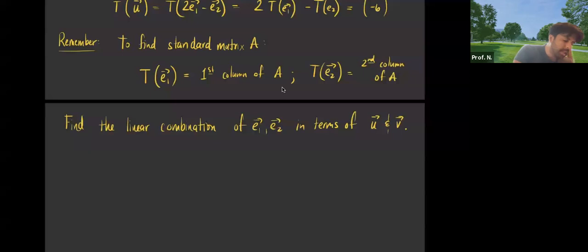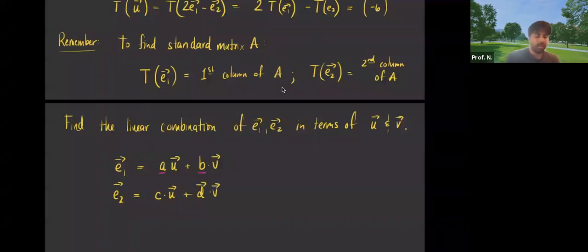So what is E1 as a linear combination of U and V? Do I know what that is? No. So I write it as A of U plus B of V. I'm trying to figure out what A and B are. And then I want to find E2. What is E2 in terms of U and V? This is a different scalar, and a different scalar. Does everybody see that?